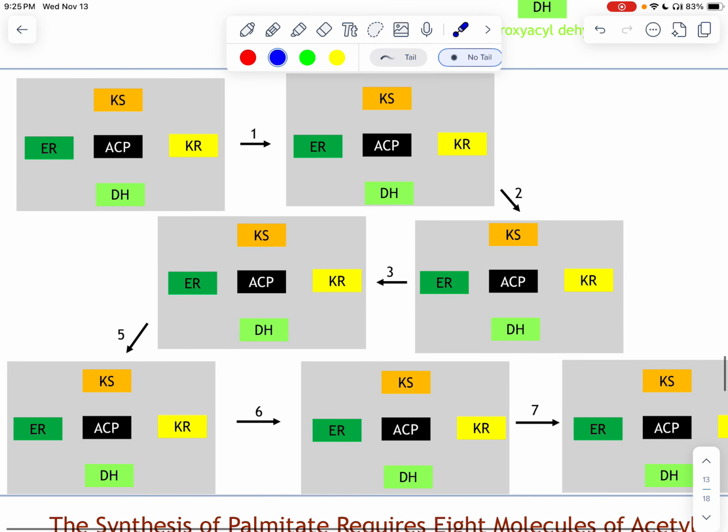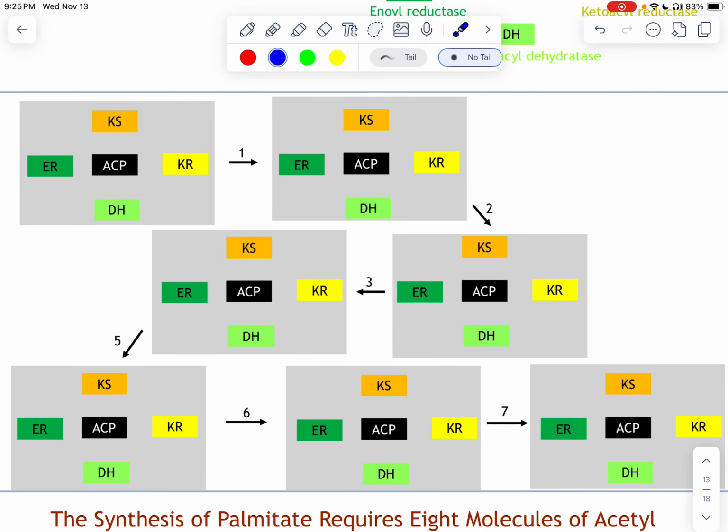And let's step through all those stages. I know it looks like a lot, but we're going to step through it one at a time. Okay? So in this first box, when we first start, we have our acyl carrier protein, and it has that acetyl group bound.